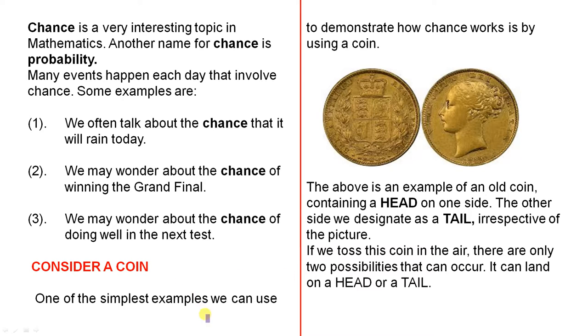Consider a coin. One of the simplest examples we can use to demonstrate how chance works is by using a coin. The above is an example of an old coin containing a head on one side. The other side we designate as a tail, irrespective of the picture. So we have a head here and a tail there. If we toss this coin in the air, there are only two possibilities that can occur. It can land on a head or a tail.